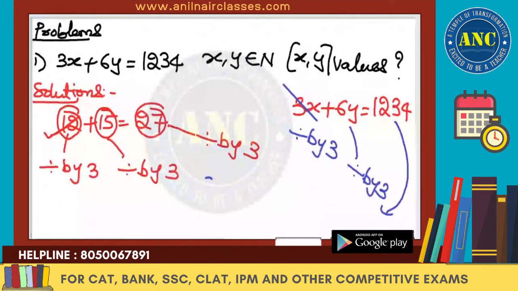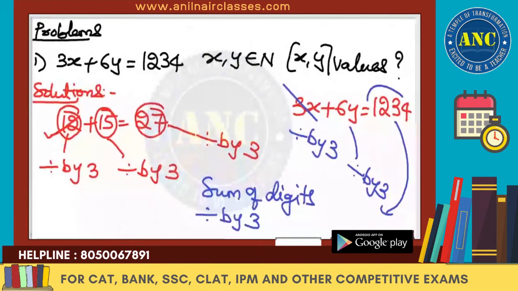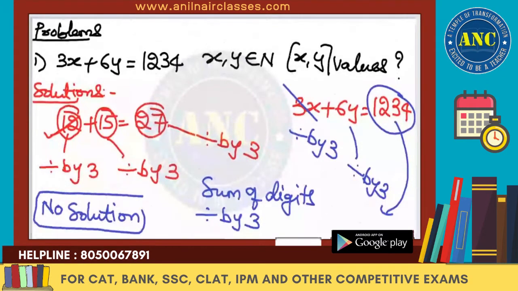1234. What is the divisibility rule of 3? Sum of the digits should be divisible by 3. 1234: 4 plus 3 is 7, 7 plus 2 is 9, 9 plus 1 is 10. 10 is not divisible by 3. So the answer for this question is no solution.